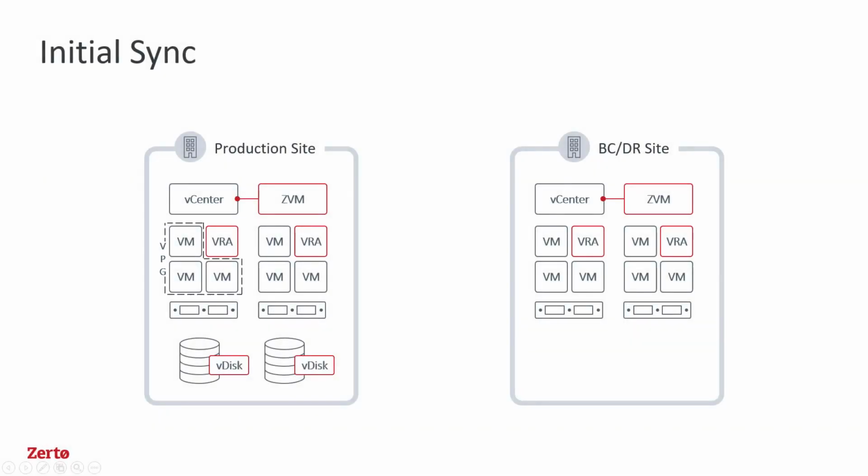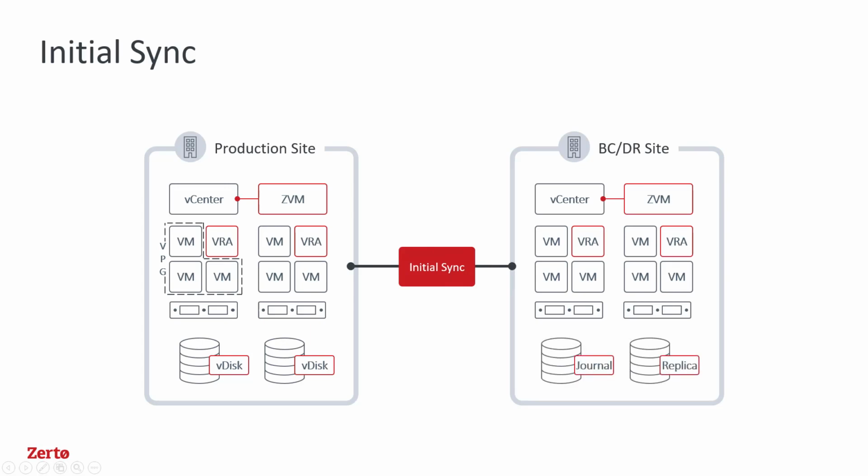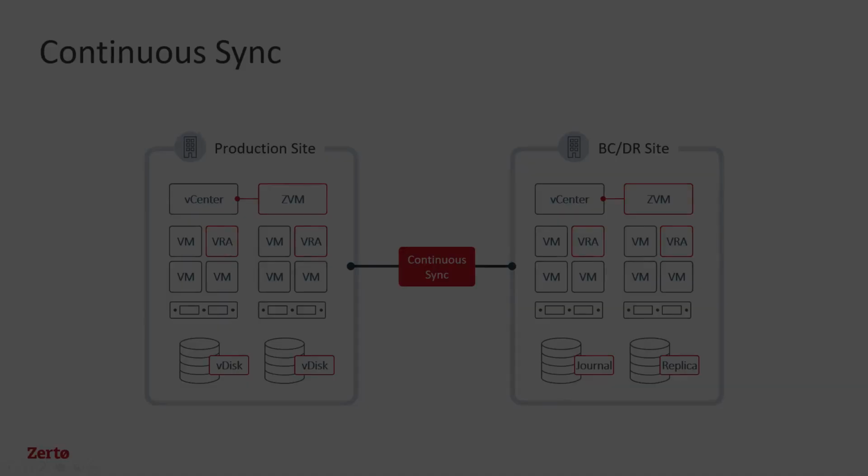After a VPG creation triggers an initial sync, a replica disk is created at the target site for each volume on the source site. The existing data of each VM is copied by the source site's virtual replication appliance and sent to the target site's VRA, where it is written to the target journal and then committed to the replica disk. While an initial sync is happening, Zerto is also tracking new writes which will be replicated to the target site after the initial sync completes.